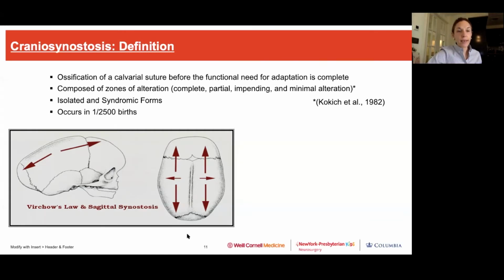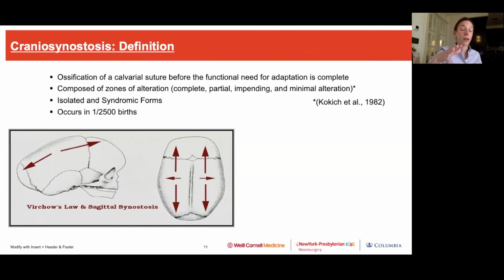So the ossification zones are the sutural zones. They're composed of zones of alteration. And there are isolated forms of synostosis, meaning it's just one suture involved. And then there are syndromic forms, and those are genetically driven. They're all autosomal dominant for the most part, and we'll look at what those look like.